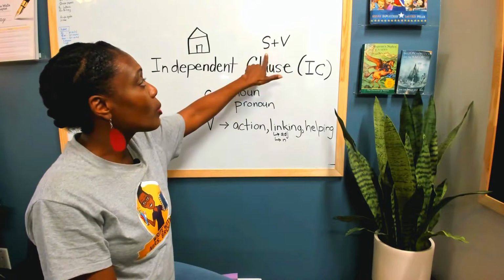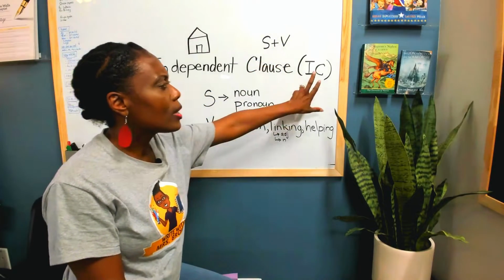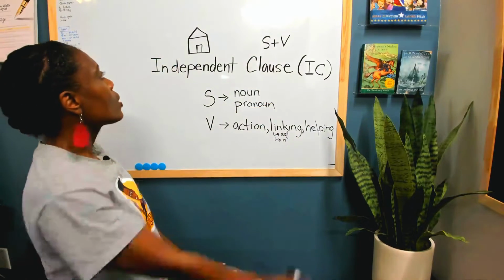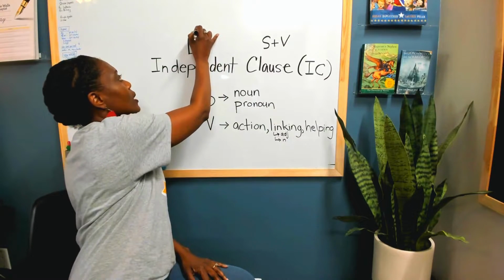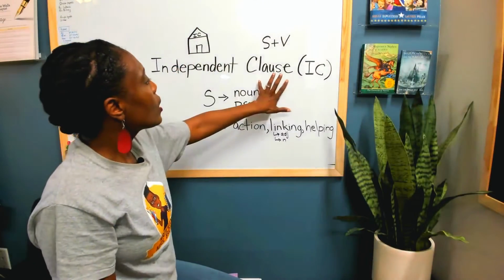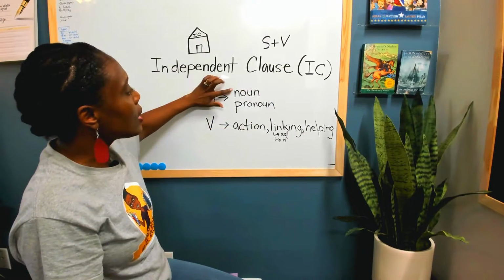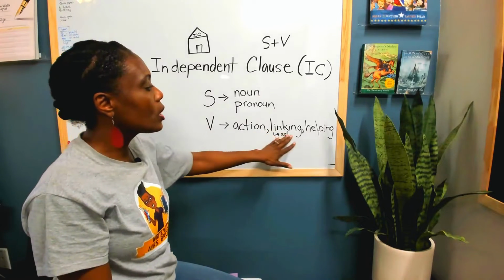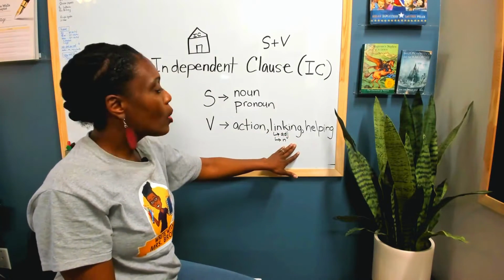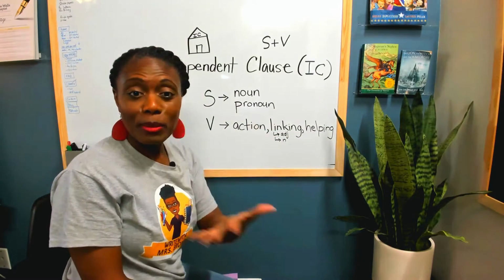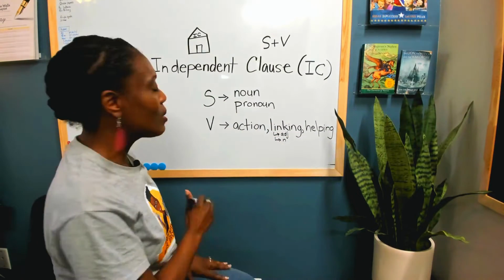So now that you know that independent means that it doesn't need help, clause means that it's a group of words where we have a subject and a verb. And this is just the way I abbreviate independent clause. So let's just write IC in here. This is an independent clause. And a clause has a subject. A subject is a noun or a pronoun, and a verb is a word that shows action, links two words together, or helps another verb.